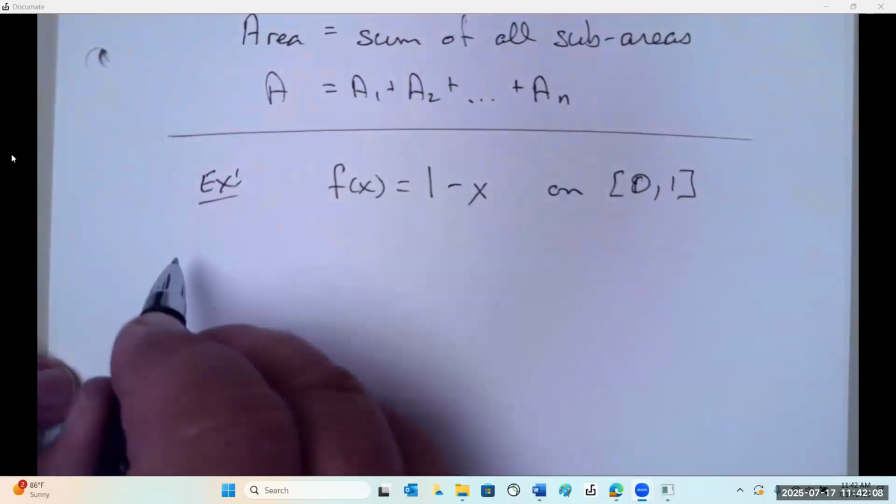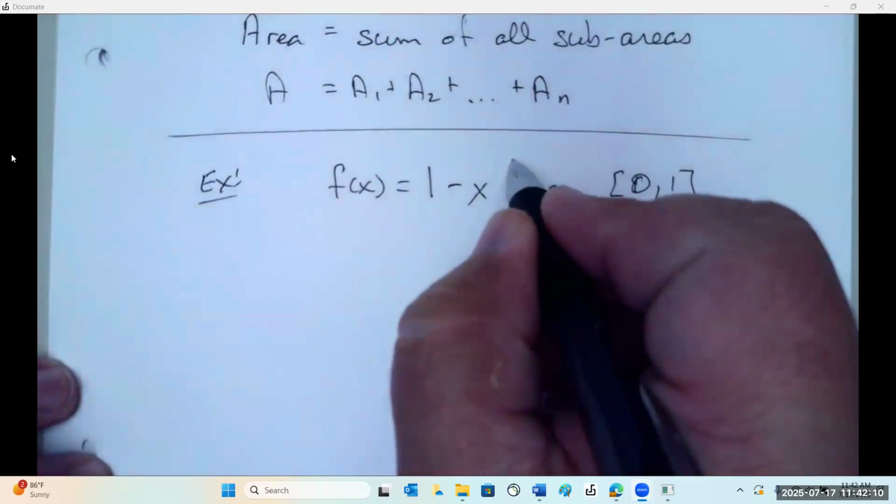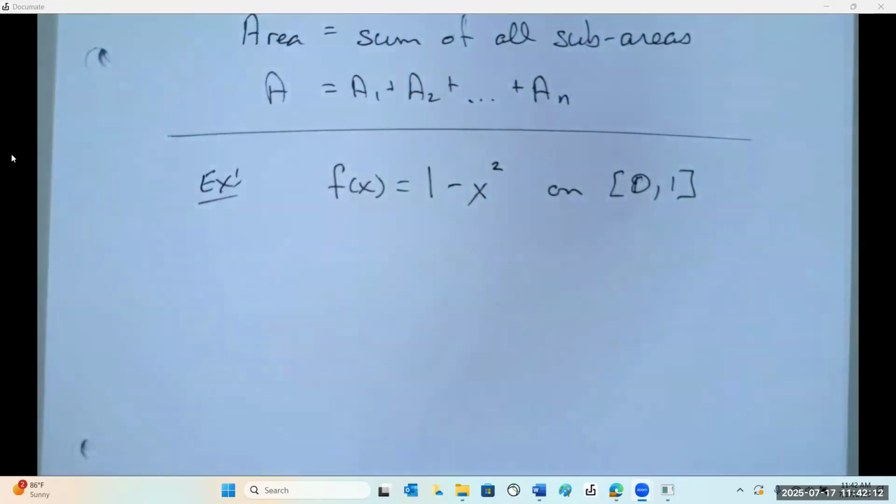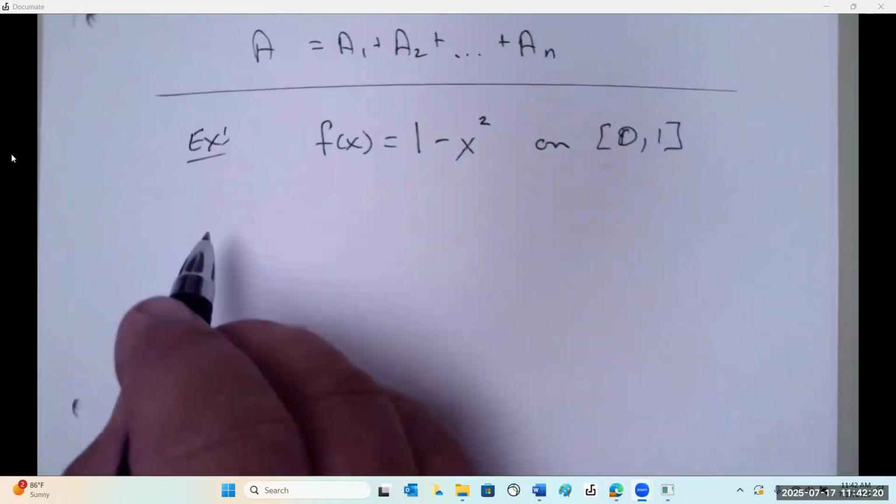What does this function look like? That's what, make it 1 squared. That's too easy. Make it 1 squared. Actually, I should have left it as that. Oh well, we'll do this one.